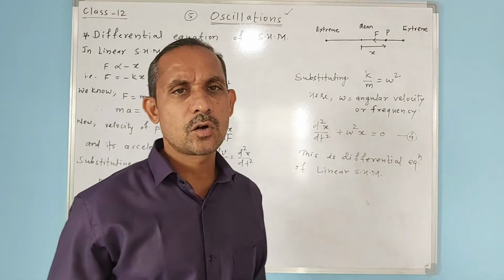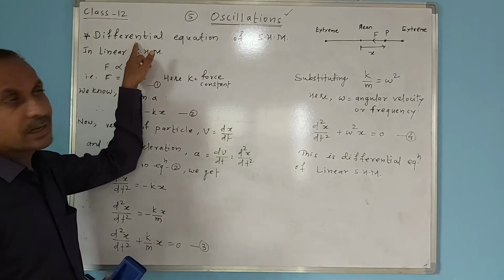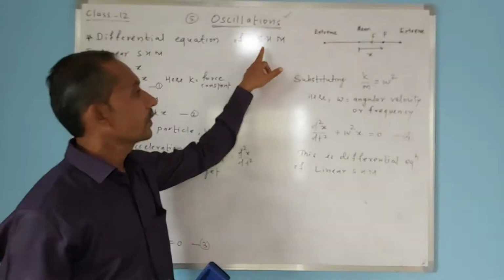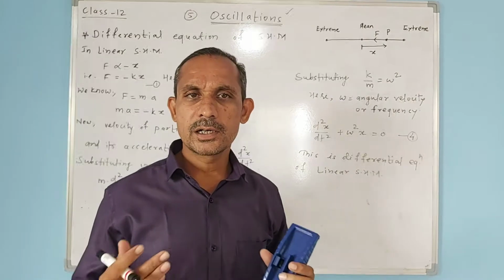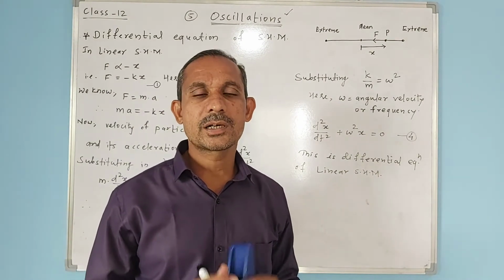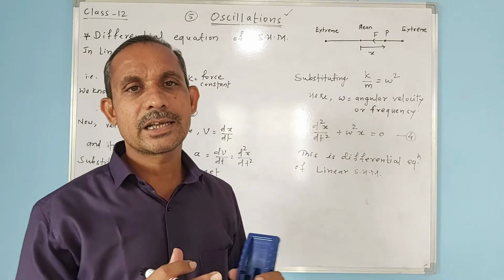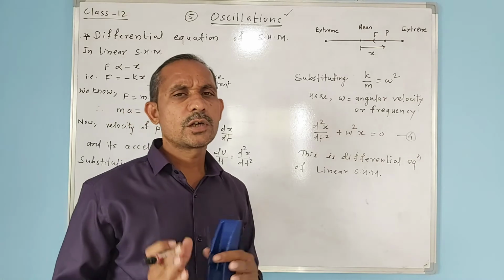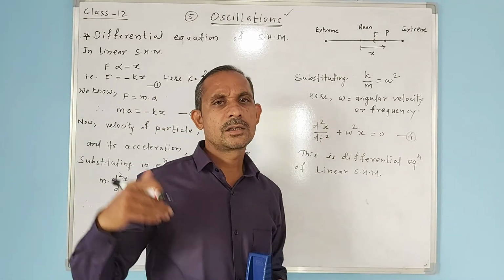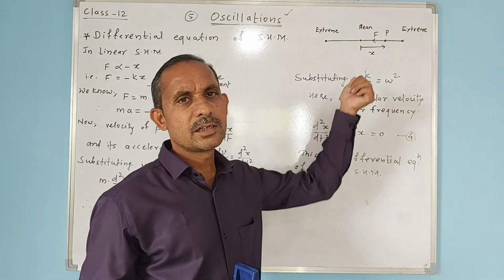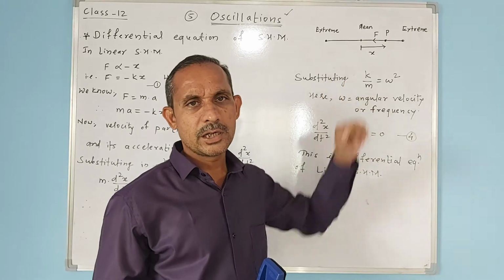Let's see the next topic, and that next topic is the differential equation of simple harmonic motion. So let's see the equation for simple harmonic motion, but that equation is a differential one. Differential means derivative form. So before starting the expression, let us see the figure in which the particle is performing simple harmonic motion.